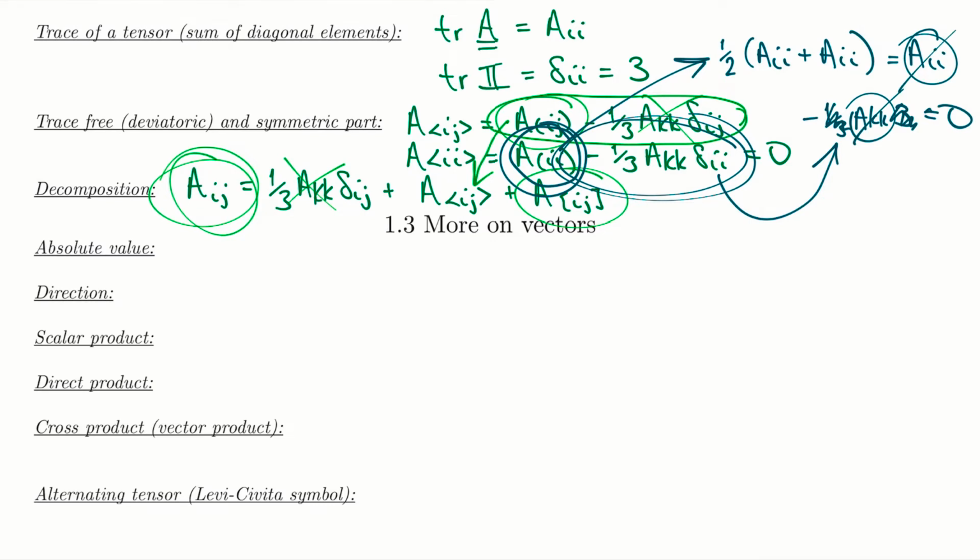Okay, now I've called the next section more on vectors. There's a bunch more things that I want to show you here. Specifically, it's showing you some of these things with index notation. I'll mix up the colors a little bit here so we don't get tired of seeing the same ones all the time.